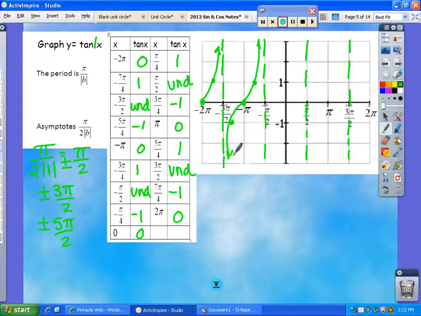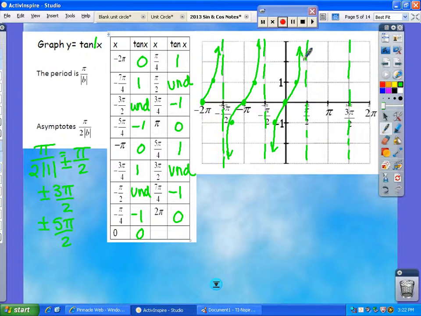Okay? All right, the middle piece. So where were we on here? There's my undefined at negative pi over 2. That's my asymptote. So at negative pi over 4, I'm down at negative 1. At 0, I'm at 0. And at pi over 4, I'm up at 1. So there's my next piece of my graph.